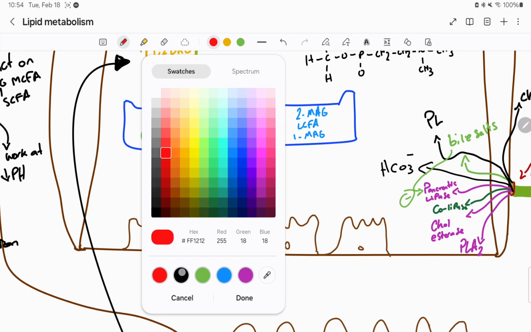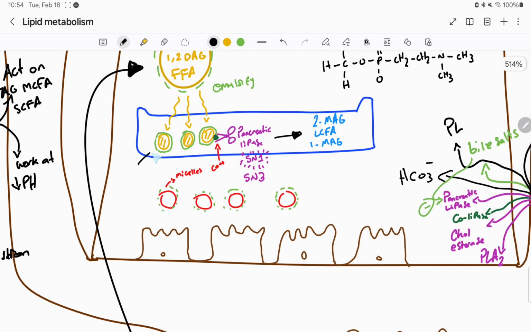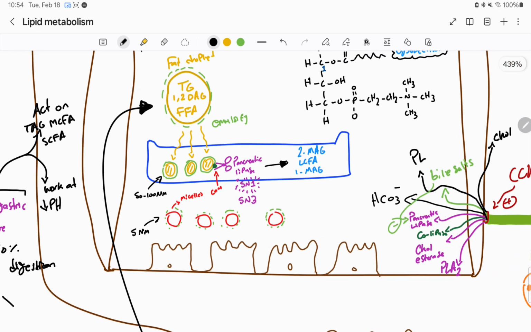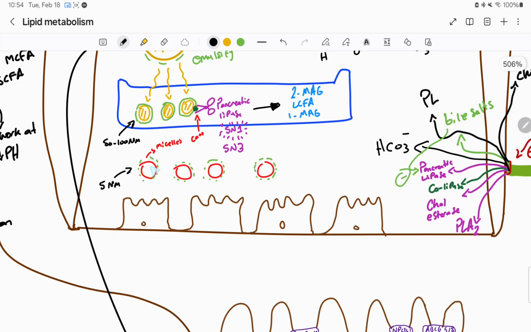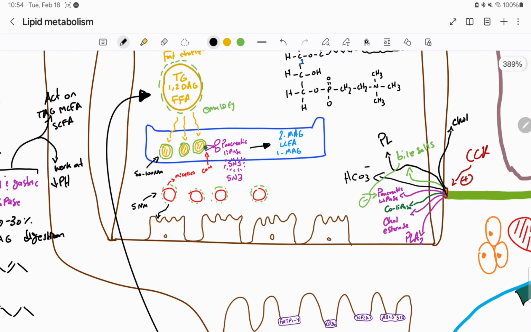And just for your understanding, this guy right here was about 50 to 100 nanometers in diameter, whereas the micelles are about 5 nanometers in diameter, okay? So this is just to put into perspective how much smaller this guy actually got, okay? Now, these micelles, they're small enough to actually fit in between the actual brush border of the enterocytes, okay?